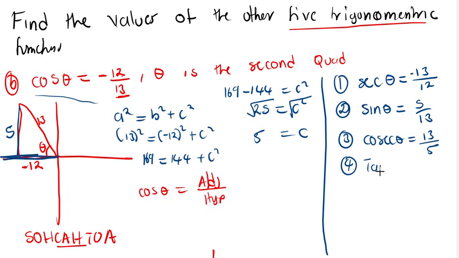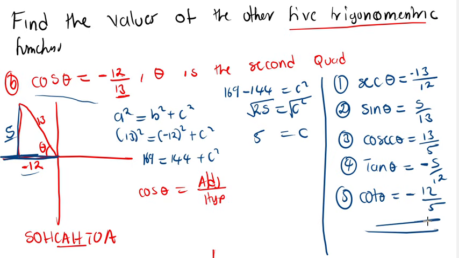Then when it comes to tan, which is opposite over adjacent, it is negative 5 over 12. Then cot is negative 12 over 5. So that is how we find this. Okay, so that's how you do these simple things, just like that.